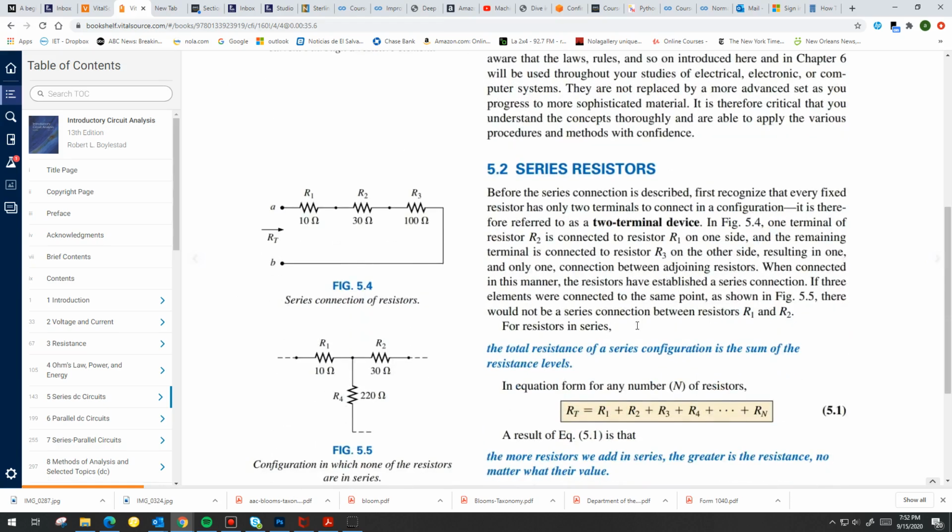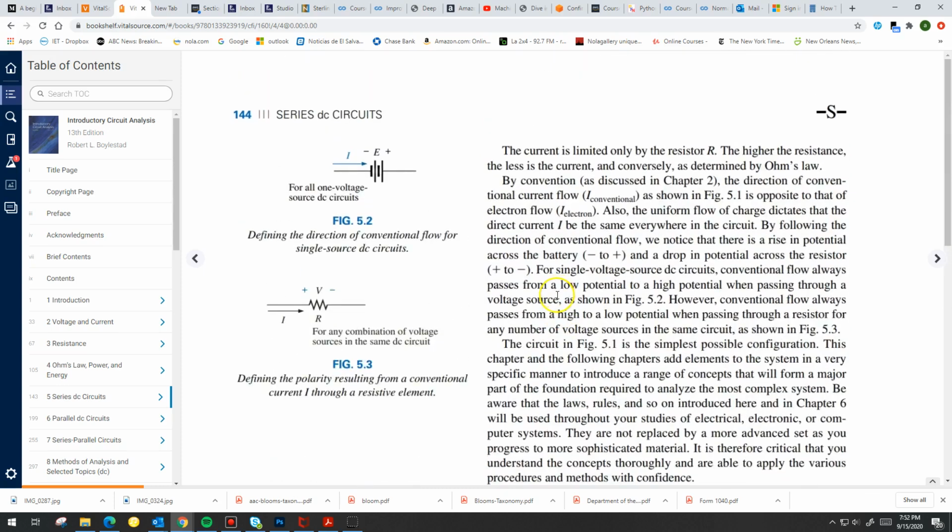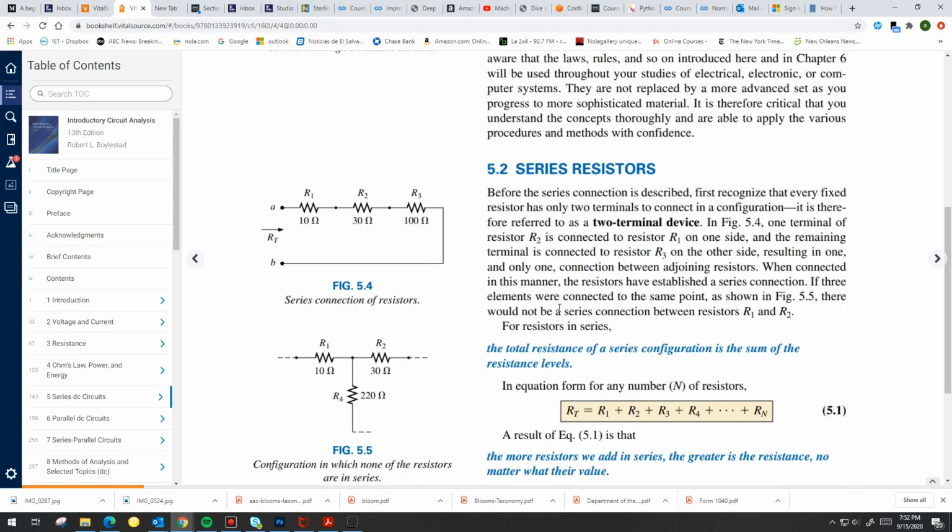All right. So that's really nothing new. We knew that from the previous chapters. We knew this from conventional current flow. We knew this from Ohm's law. And we know this from the relationship between voltage and current, correct? So now let's see what happens if we connect resistors, if we tie resistors in what we call a series connected circuit.